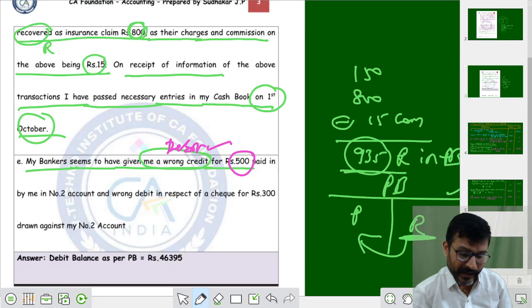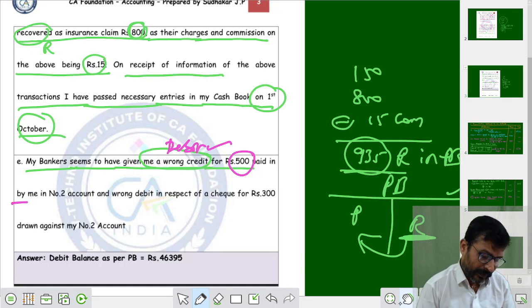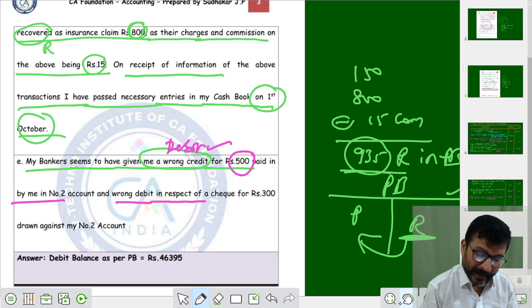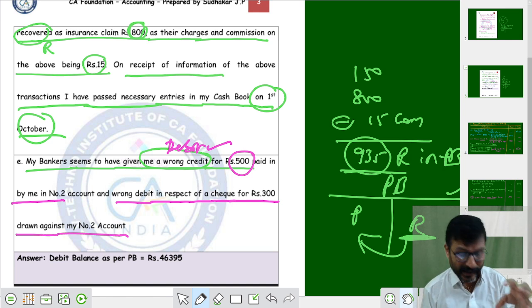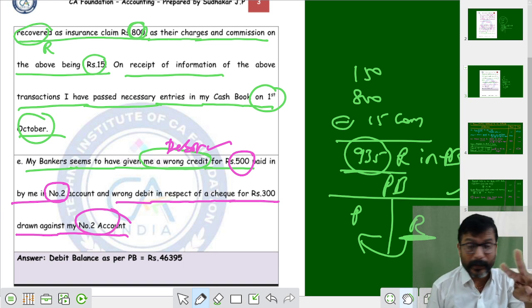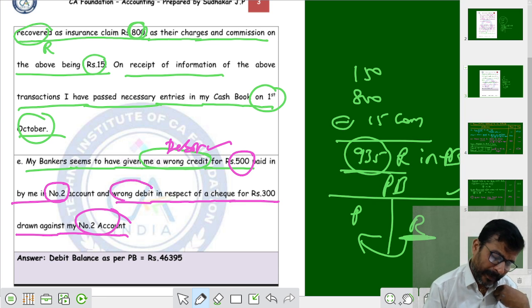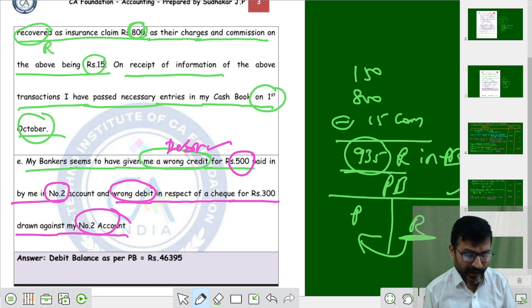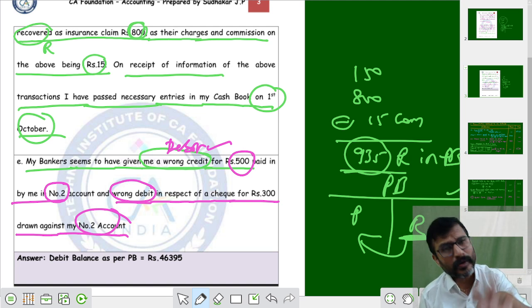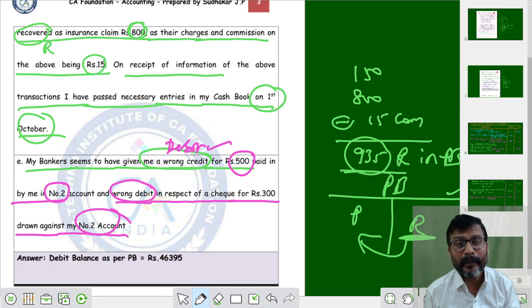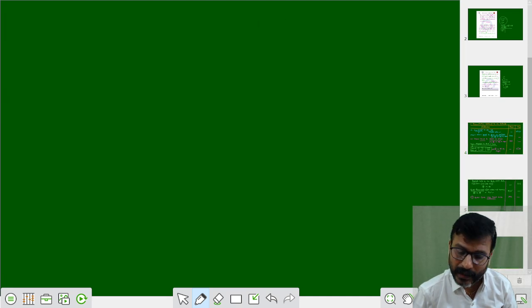See the next sentence. In my account number 2, wrong debit in respect of check 300 rupees drawn against my account number 2. See here, the transactions are made in account number 2, but banker has given wrong credit in my account number 1 and wrong debit in my account number 1. These two entries are supposed to belong to account number 2. But what the banker has done? Banker has given wrong entries in my account number 1. Since it is a wrong debit in my account number 1, what I have to do? I have to take it on the opposite side.